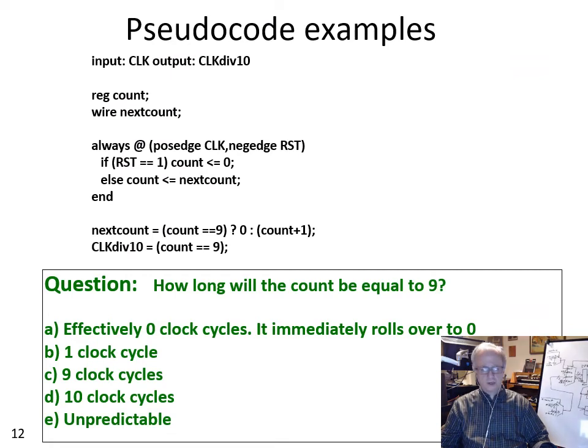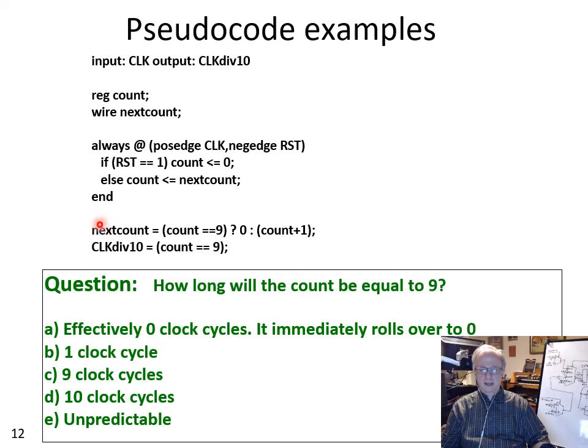Here's pseudocode for another one of the blocks. This one being the clock divider. And let's look at it. So it has input clock. Probably should have a reset input also. In fact, yeah, the register has a reset, but it didn't show the reset up here. But it has an output clock div 10 that will be generated every 10 clock cycles. So we have a count and a next count variable, which end up being the output and the input of the count register.